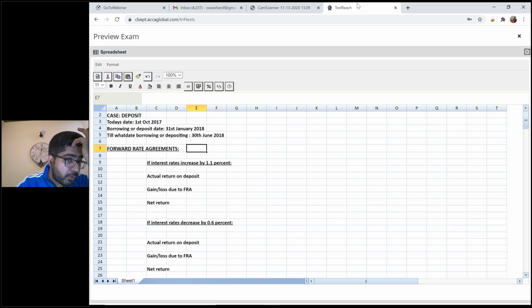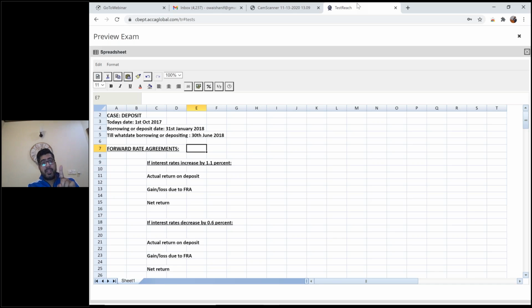When do you plan to borrow a deposit? You need to plan to deposit on 31st Jan. Now look at my fingers. Today is 1st October. You need to deposit on 31st Jan. Now start counting. 1st October to 1st November, 1 month. 1st November to 1st December, 2 months. 1st December to 1st January, 3 months. And 1st January to 31st January, on which you will deposit, 4 months. You need to deposit after 4 months.